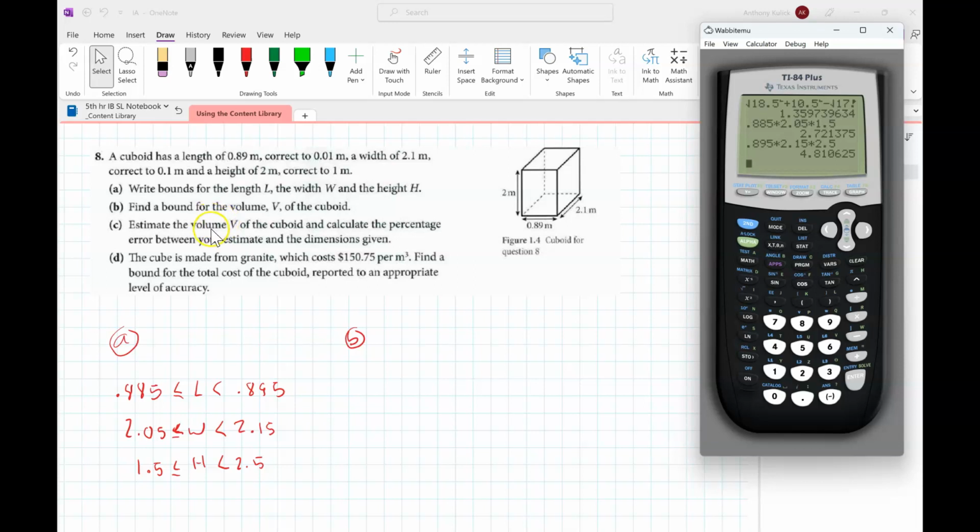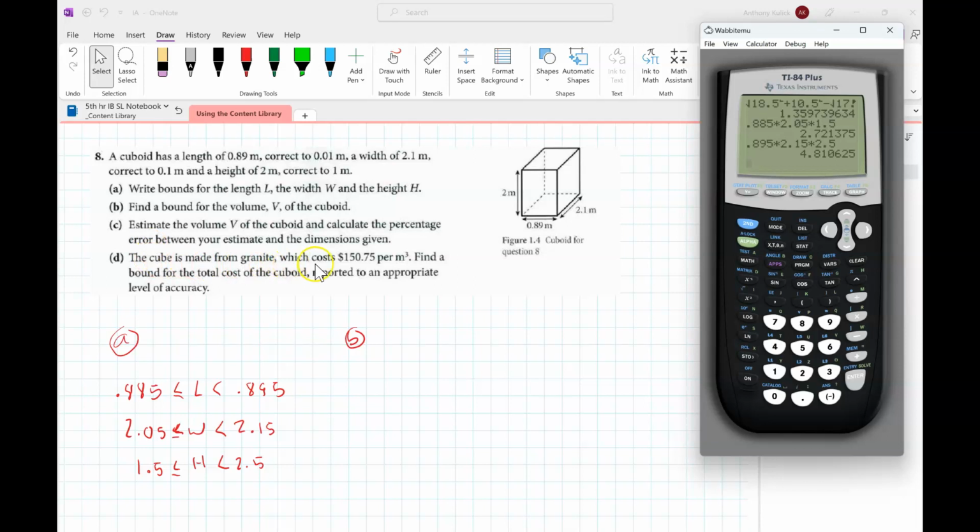C says estimate the volume of the cuboid and calculate the percent error between your estimate and the dimensions given. Let me read that one more time. Estimate the volume V of the cuboid, okay, and calculate the percent error between your estimate and the dimensions given. Okay, yeah, I guess this is how I would read that.